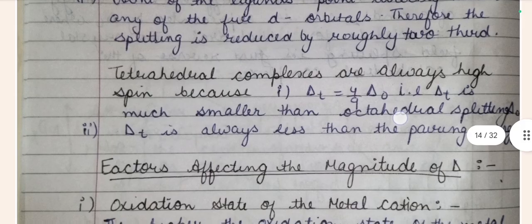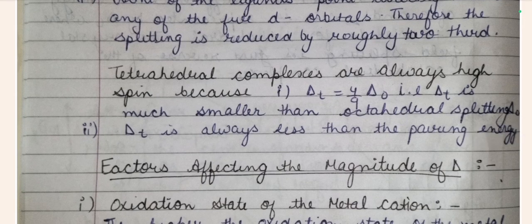Tetrahedral complexes are always high spin because, first, ΔT is equal to 4/9 of Δ0, that is, ΔT is much smaller than the octahedral splitting Δ0. Second, ΔT is always less than the pairing energy.